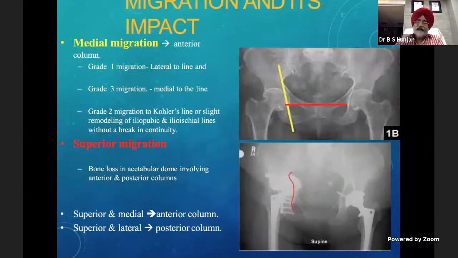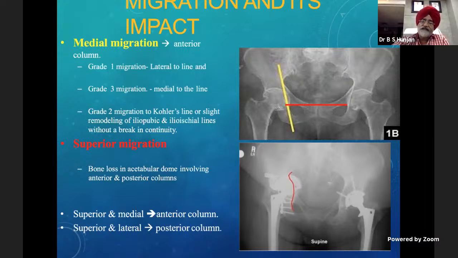Now, migration, and what is the impact on the pelvis in the medial migration? This occurs in the anterior column, and grade 1 migration is if the migration is just lateral to the Kohler line.